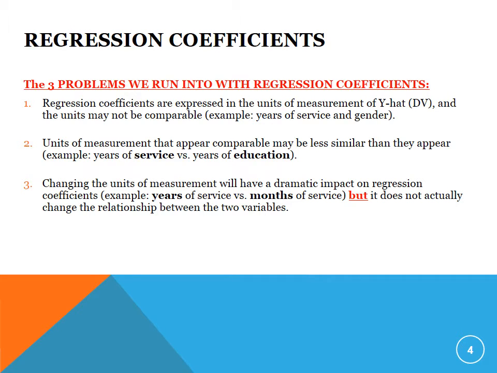And then the third problem is that changing the units of measure will have a dramatic impact on regression coefficients. For example, years of service, 1 year, 12 years, 40 years, and then they retire, versus months of service. That's 40 years times 12. Imagine, that's a whole lot. The regression coefficient is going to be a whole lot bigger. Again, 1 year of service is the same as 12 months of service, but the regression coefficient is going to be much larger for the months of service, because all we're doing is multiplying by 12 essentially. But as you can see there in red for number 3, it does not actually change the relationship between those two variables. It's still what it is, okay?